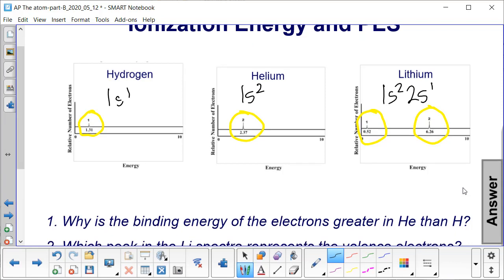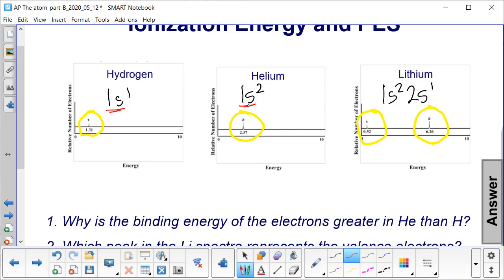Number 1, why is the binding energy of the electrons in helium greater than in hydrogen? So look at the values for He. The binding energy is 2.37. For hydrogen, it's 1.31. The peak corresponds to the same 1s subshell, but the energy is greater.